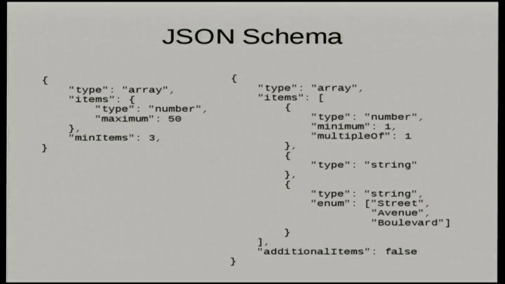On the right, again, it's an array. But this time we've said the first element of the array is a number, and it's minimum of 1. The second element is a string. The third element is an enum. And obviously, street, avenue, boulevard. So this is a very, very basic way of specifying an address as part of an array. And additional items false, so anything additional to that array is going to fail the validation process.